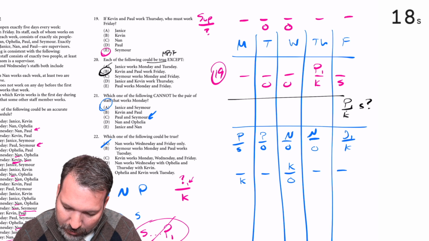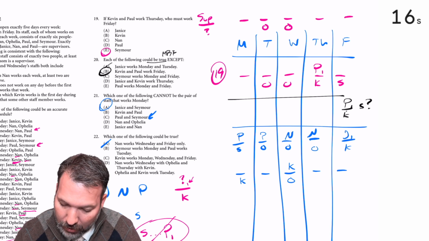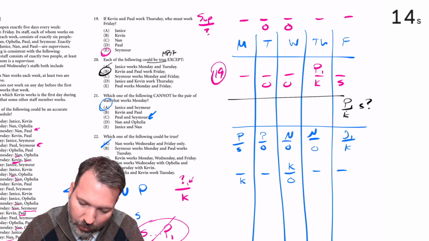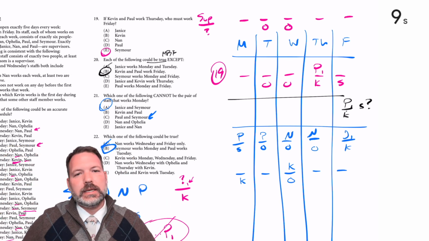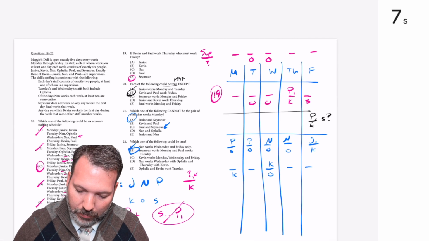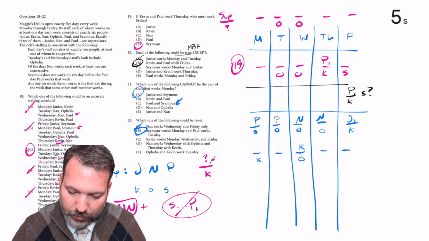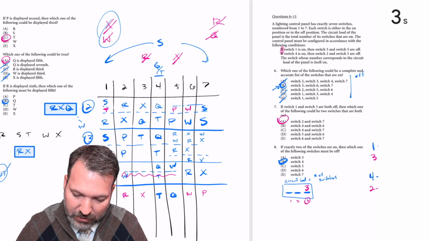For sure not possible. Seymour works Monday and Paul... Oh, wait. Could be true. That could be true. Yes! 10 seconds left. B. I shouldn't celebrate prematurely. We could have missed something.